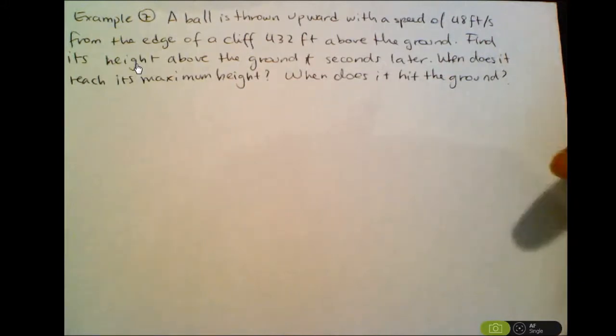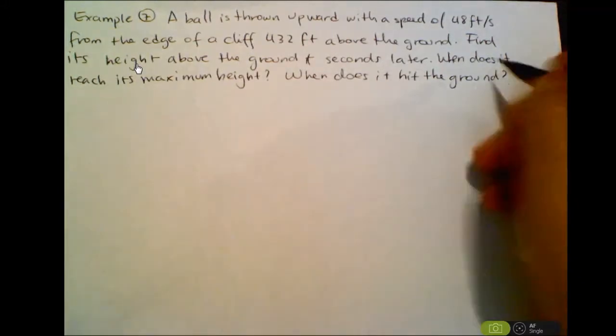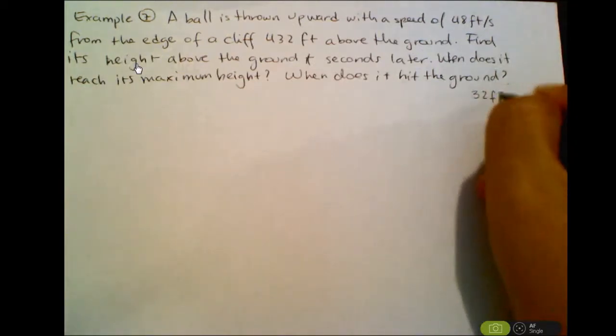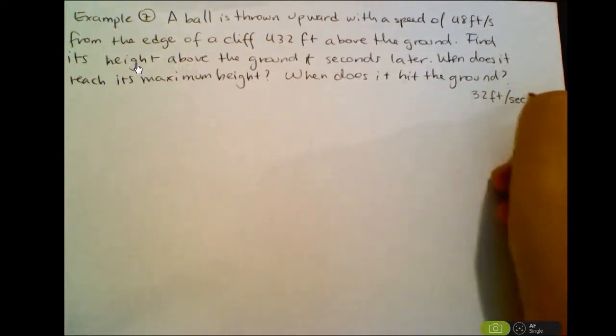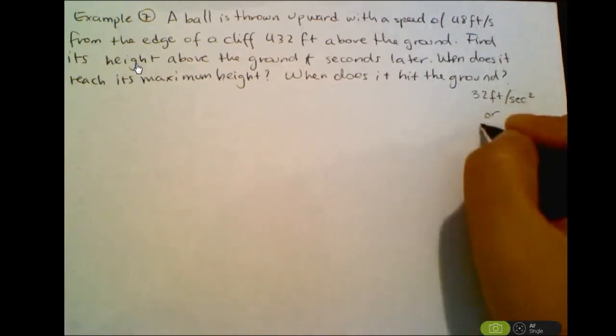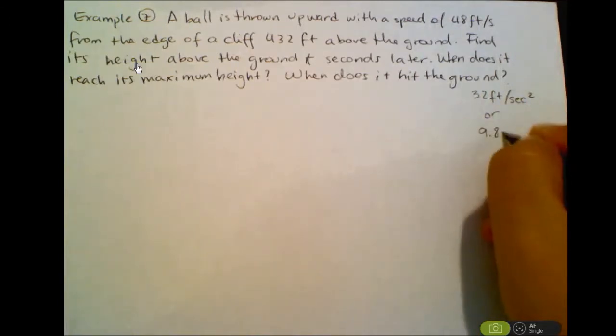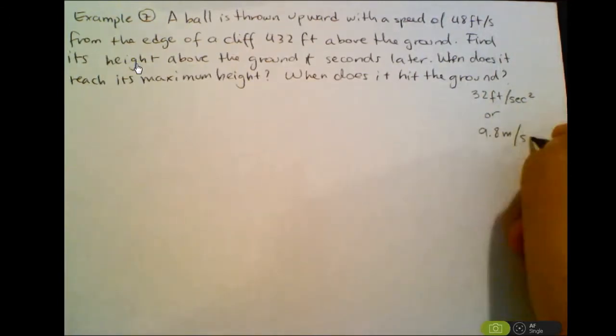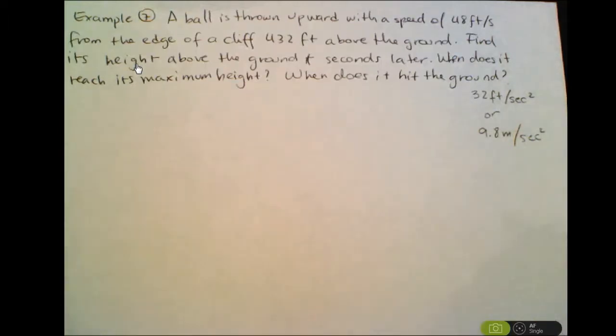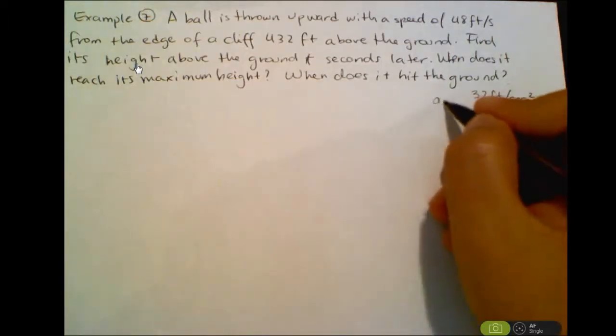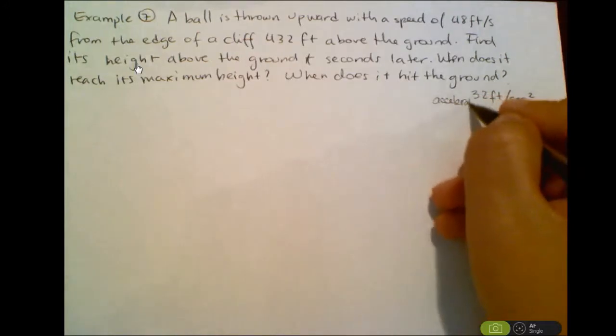The acceleration of anything that falls, whenever it's been thrown, is 32 feet per second squared, or in meters, 9.8 meters per second squared. So this is the acceleration due to gravity.